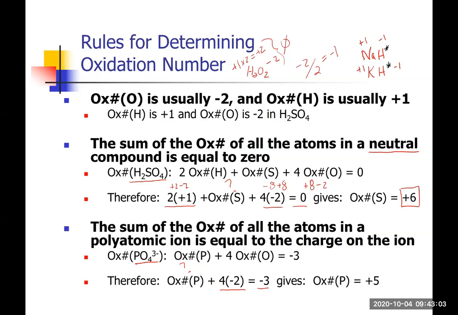It's not neutral. It has an overall charge of -3, which means that the charge contribution of every atom in this polyatomic ion is going to sum to the charge on the polyatomic ion. And in this case, again, that's -3. So we have here -8. Algebraically, we're going to add 8 to both sides of this mathematical equation, so that we can calculate what the charge contribution of the phosphorus is. 8 minus 3 gives us +5, and that is the oxidation state of the phosphorus in the phosphate polyatomic ion.